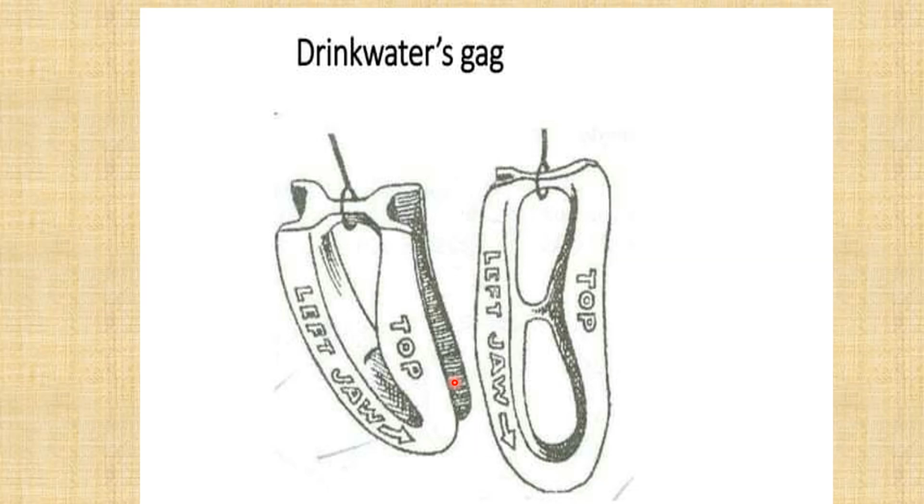Then the drinking water gag is a mouth gag which looks very similar to the photo shown here. This is the left side view, and this is the left jaw. It is also applied for the left jaw. So it has to be put on with the jawbone taken as the reference, and the persons who are handling should also be very careful, because sometimes they break.